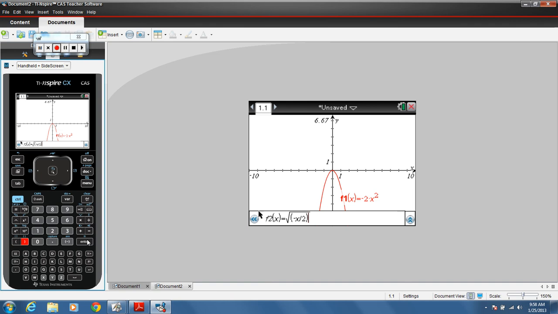Enter. There's one. And I need to do one more. So tab. Now I need to do negative square root parentheses negative x divided by 2. And this is probably painfully slow for you to watch, and I apologize. And that is the same thing we just did.